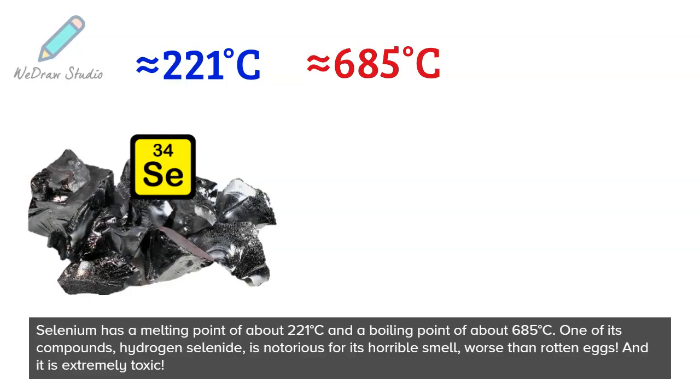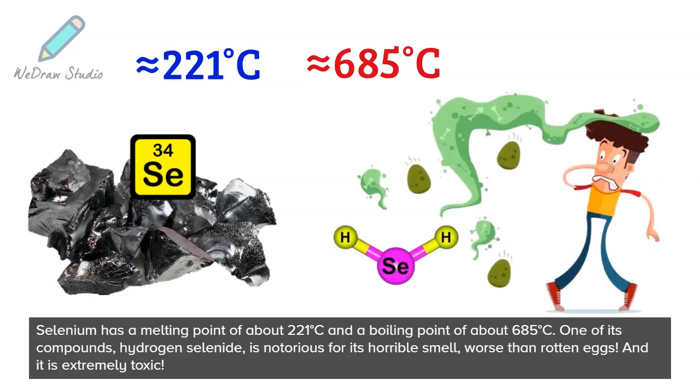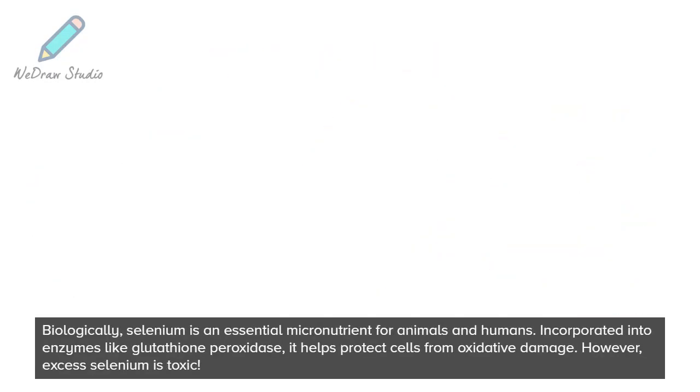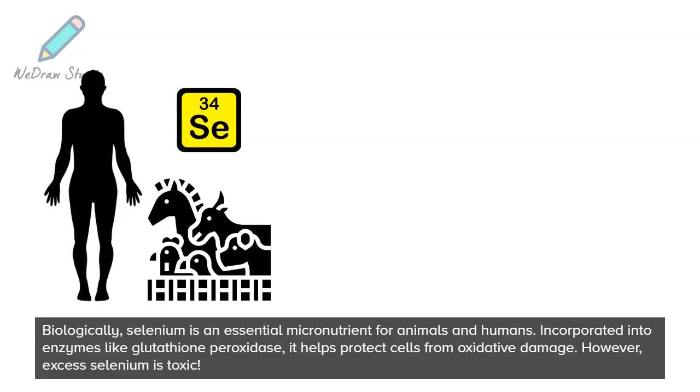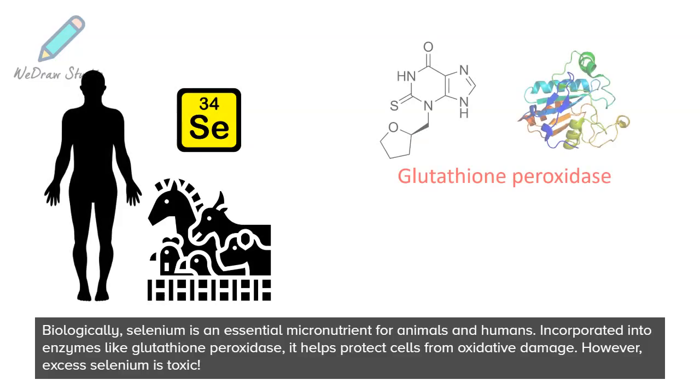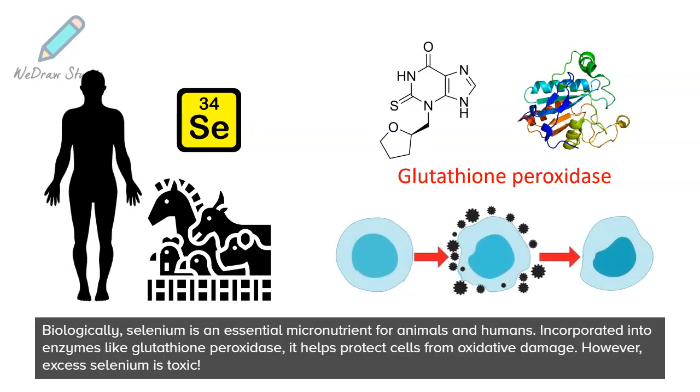One of its compounds, hydrogen selenide, is notorious for its horrible smell, worse than rotten eggs. And it is extremely toxic. Biologically, selenium is an essential micronutrient for animals and humans. Incorporated into enzymes like glutathione peroxidase, it helps protect cells from oxidative damage. However, excess selenium is toxic.